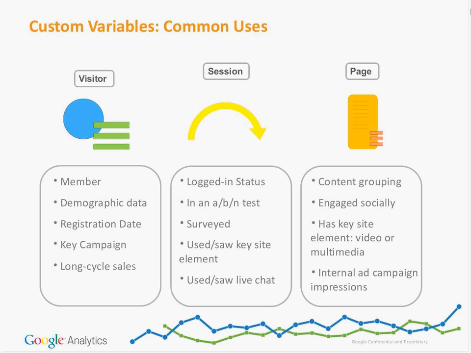It's great for content grouping and categories. If you have product entity names that you'd like to see in your reports as opposed to just the URLs or the top content reports, these are great places to put that in. But you are limited to 5, so you have to get a little bit creative.